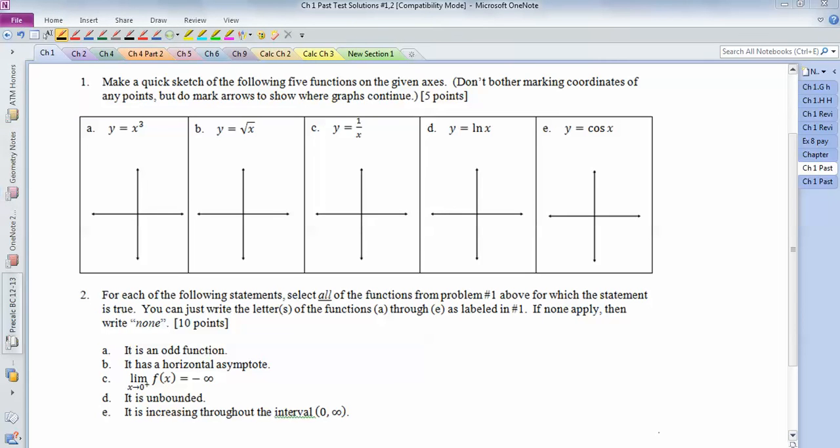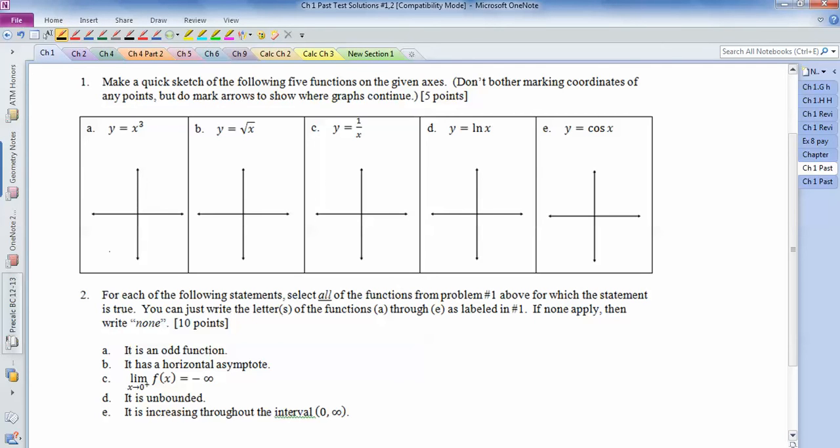Okay, so let's take a look at the old Chapter 1 test, numbers 1 and 2. These are about the 12 basic functions, except really you only have to learn 10 for this test, and it turns out on this test in particular, I only asked about these 5. So it says make a quick sketch of the following 5 functions, so we'll do that. And these, you just kind of have to know them.